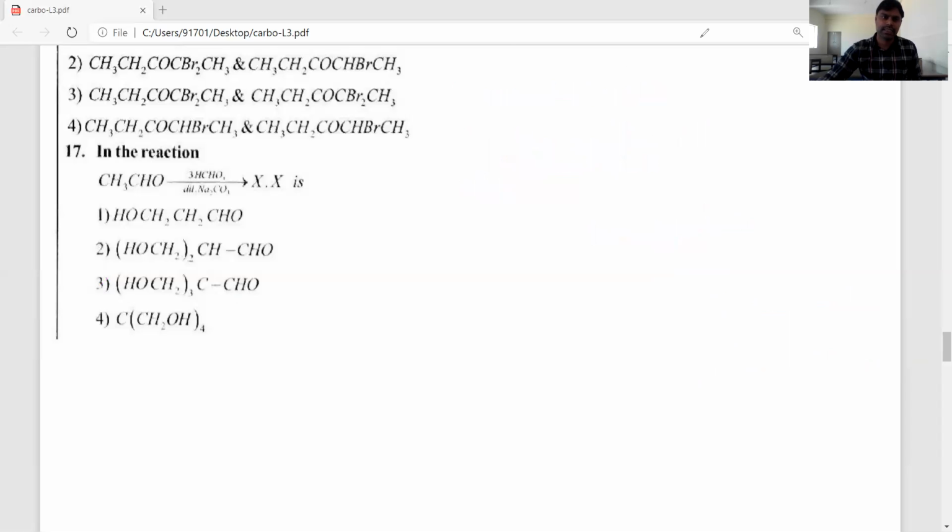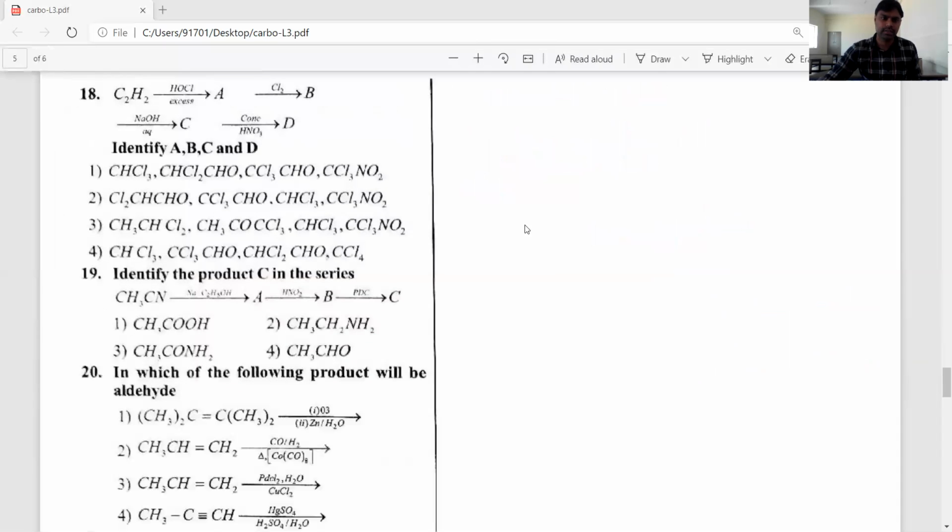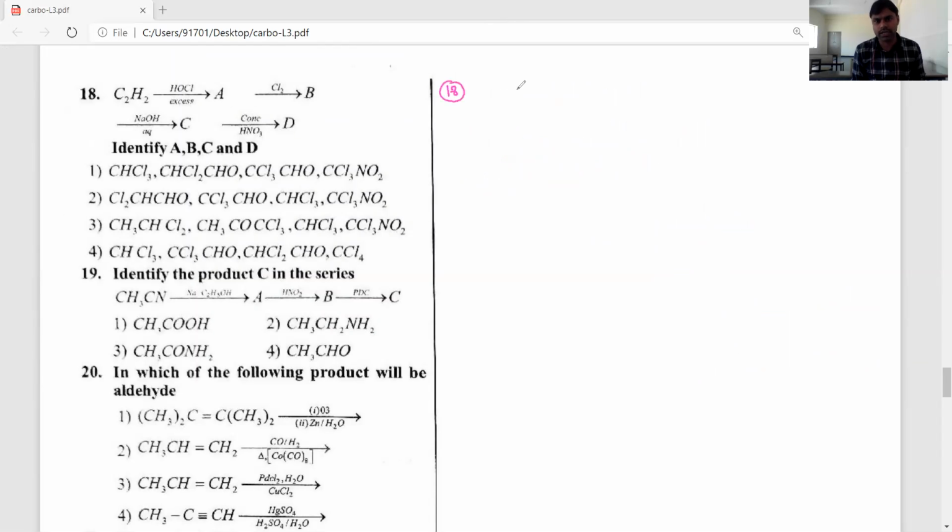Okay, let's see the next, 19th question, dear students. It is an important question. The first addition of HOCl to acetylene, CH triple bond CH, with excess HOCl. We need to add OH minus and Cl plus, then we get CHOH=CHCl. Now we have to add one more HOCl.